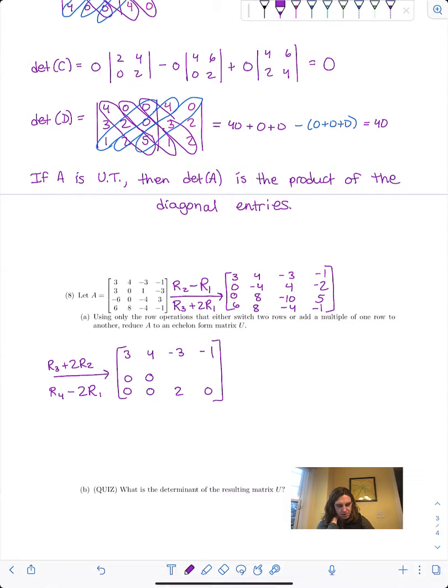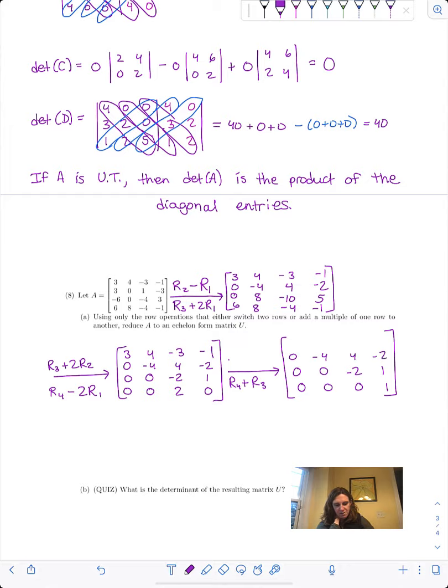So we get, I believe this is correct. And then finally, we want to get that 2 in the bottom row to go away. So we do row 4 plus row 3. And so row 4 becomes a 1. And now we have our matrix in echelon form.